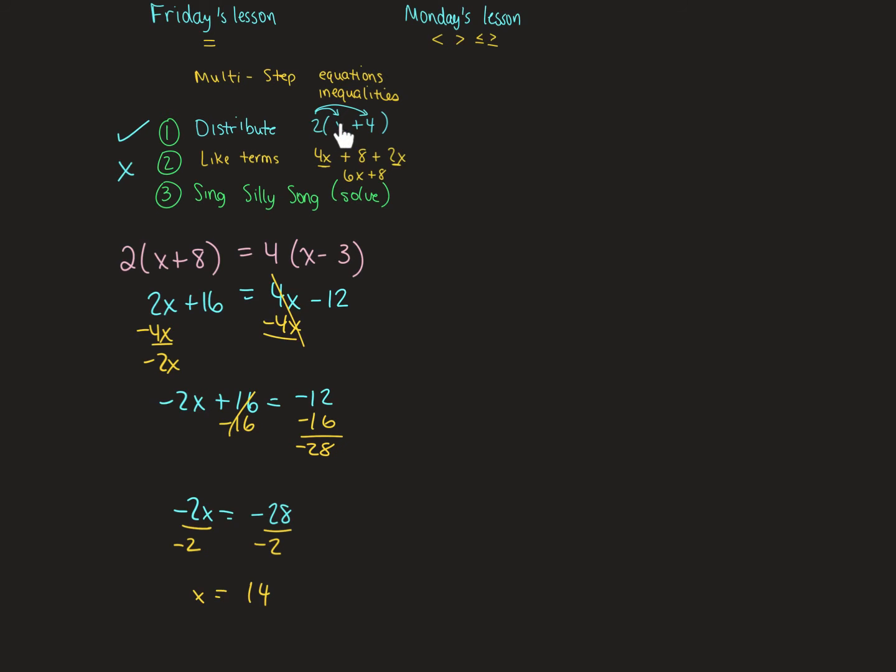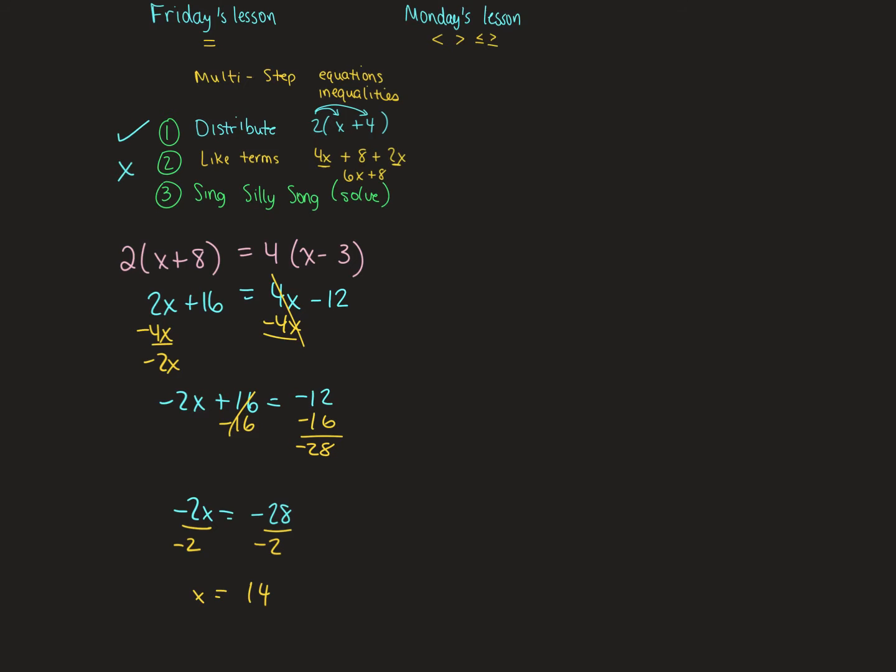Alright, so let's look at this question. First thing is distributive property. Yes, I could distribute. Were there any like terms? Nope, no like terms on the left, no like terms on the right, so we didn't have to worry about that. Then I could sing my 3 songs. So if I were writing this, it would take me 10 lines of notebook paper working from the top down.